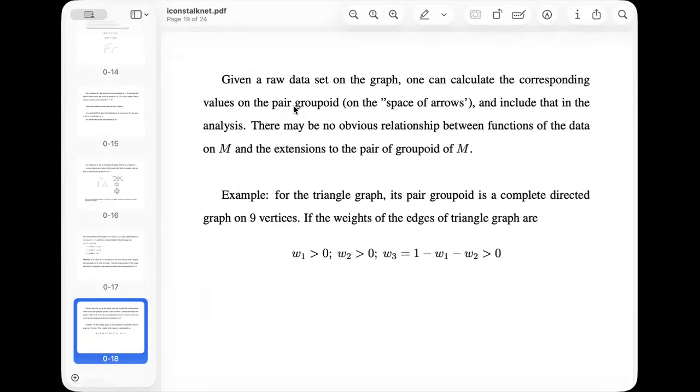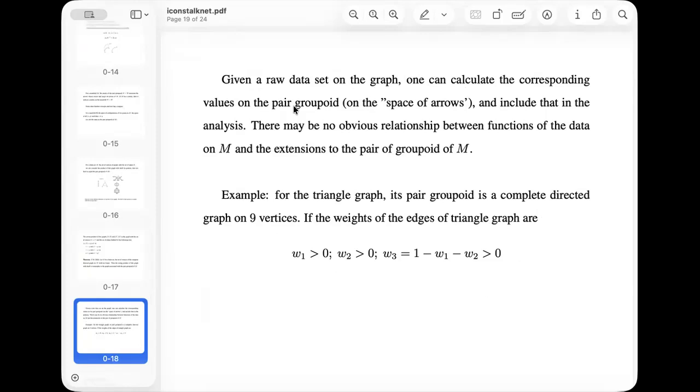Intuitively, this procedure means that we switch from the graph to its set of arrows, which makes perfect sense for diagnostic procedures that involve channels. There may be no obvious relationship between functions built from data on the original graph and on its pair groupoid.